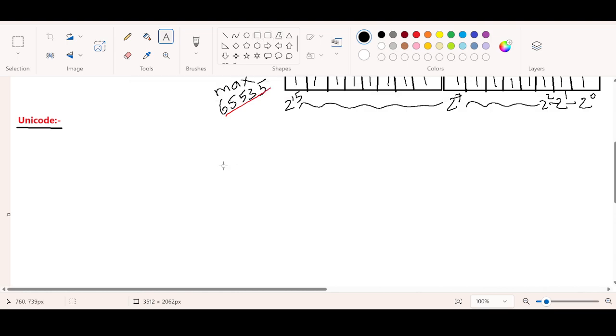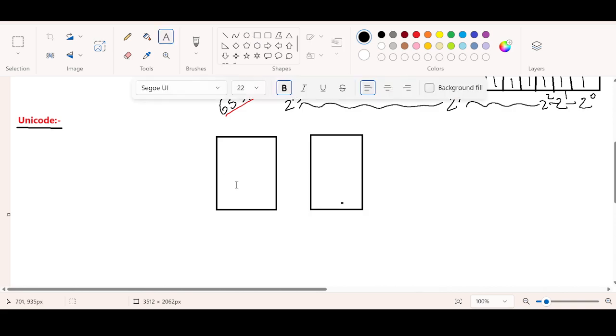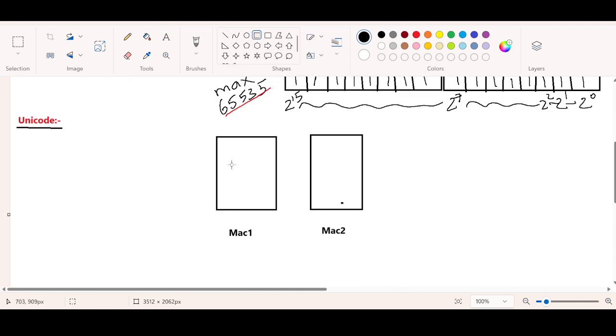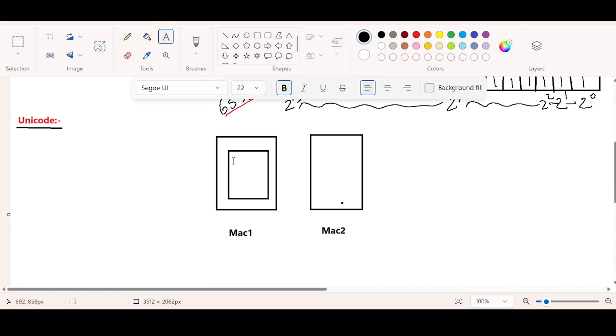For example, if there are two machines, and this machine has designed a web application, you can open a web application on machine one. Let us say this is machine one, and this is machine two. Machine one says you can open any web application on my machine, but please ensure that it is an English web application.